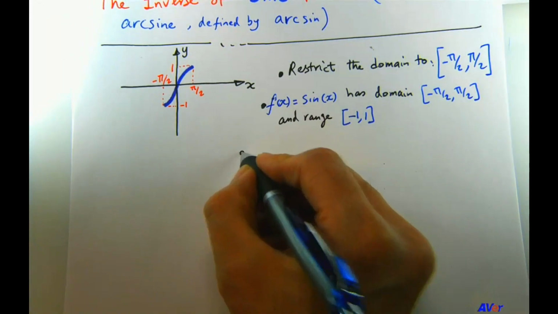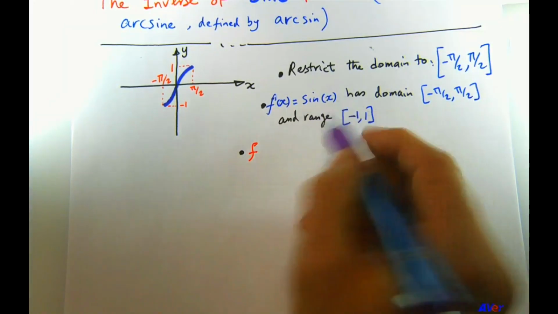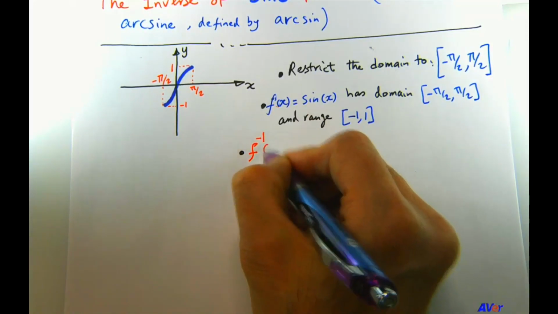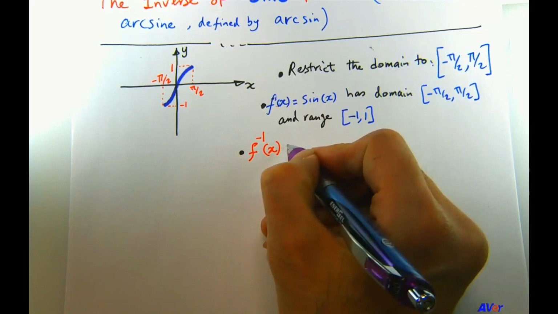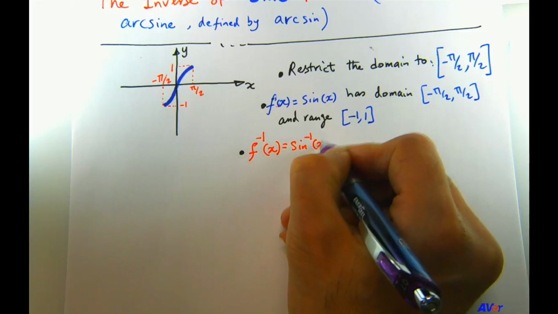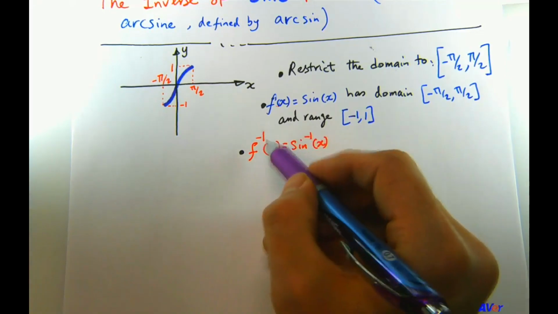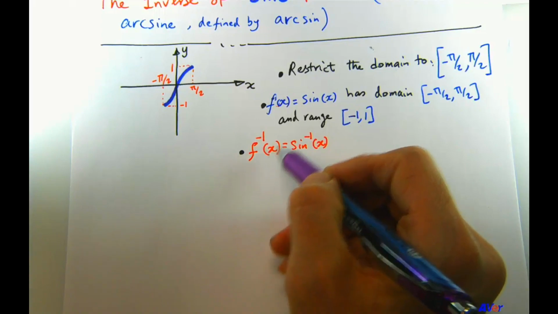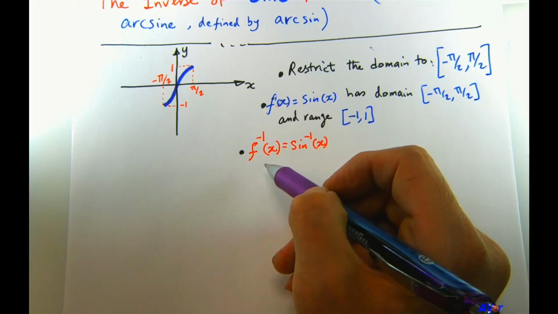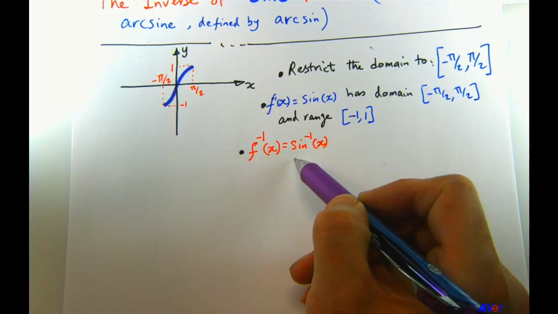And here's the notation for the inverse function. If the original function is f of x, then this will be f minus 1 of x equals sine minus 1. So this is not a power. It's just a notation. It's just the way we represent the inverse of a certain function. So if you tell me this is the function you have, then I'll write the inverse with this notation. That's all.